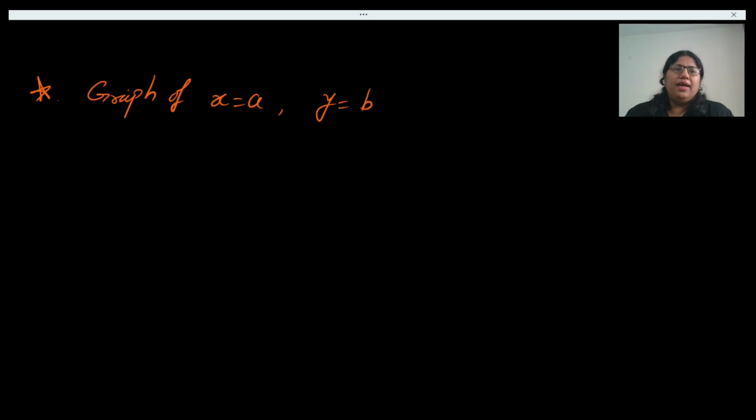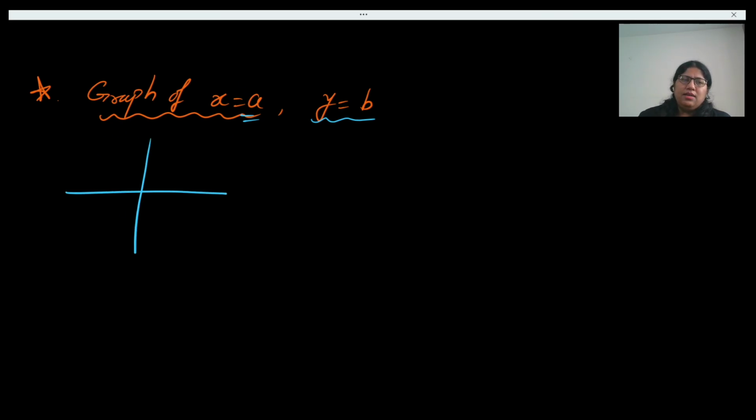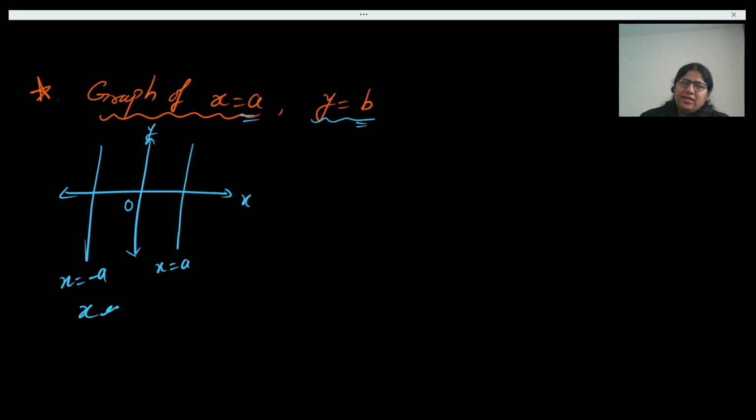Only intersecting lines will give you the unique solution. Now sometimes you get x equals a and y equals b, and you need to find out how you are going to get the graph of these kinds of equations. You need to remember that there is no y in the first equation, and no x in the second one, y equals b. Whenever we have x equals a, it is always parallel to the y-axis, that you have to remember, right? So x equals a. Here x is fixed, and x is fixed.